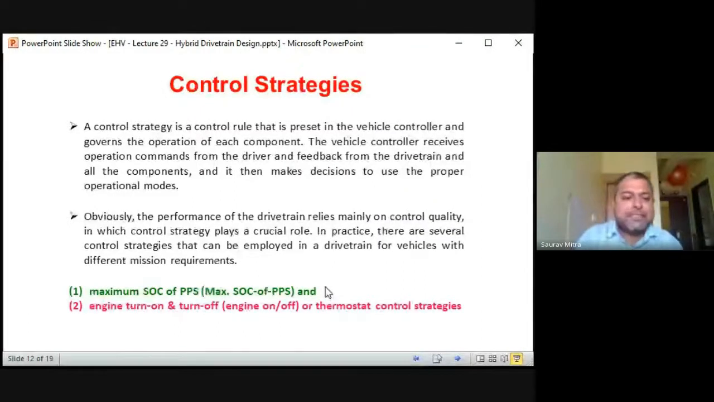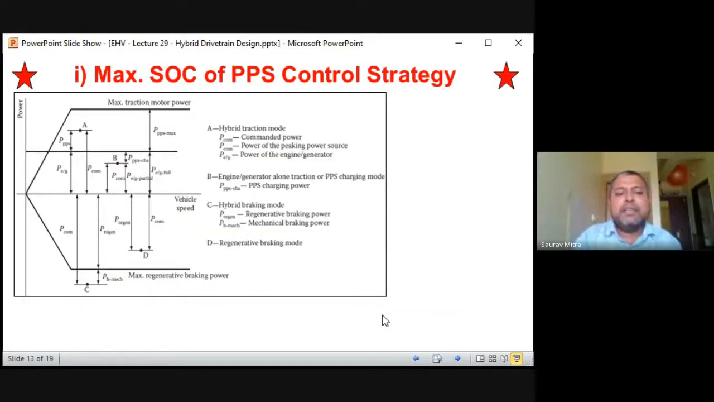We shall do it next day. And second one is engine turn off and turn on, that is engine on-off or thermostat control strategy. So these are the main 2 strategies we will see, and we will see the max SOC of PPS control strategy next day. So I stop here. Thank you.